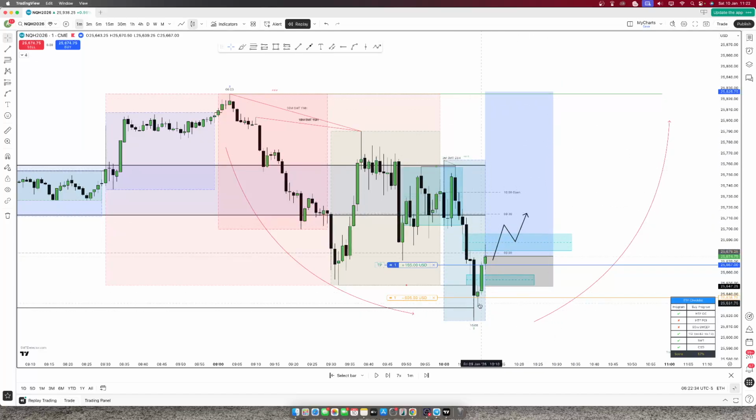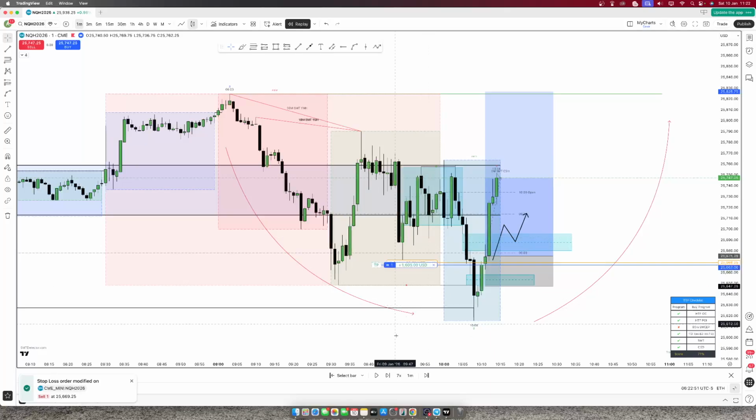Because the program is to go from point A, which is here, to point B, which is up there. So then what occurred? We had a big candle that went through this. Again, another fair value gap was created. So this is where I started to bring my stop loss aggressively higher here. Again, I was only in on one contract, so I didn't want to lose out on profits.